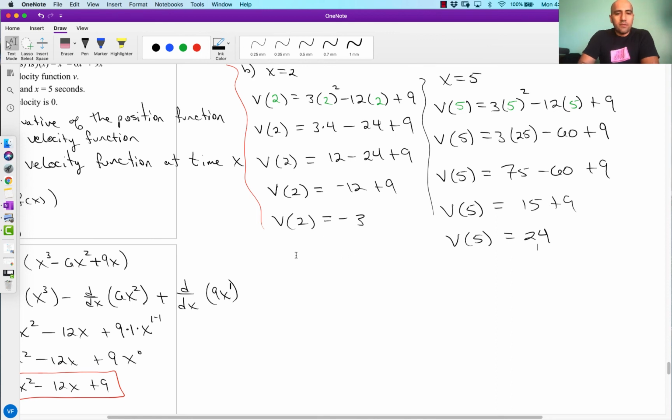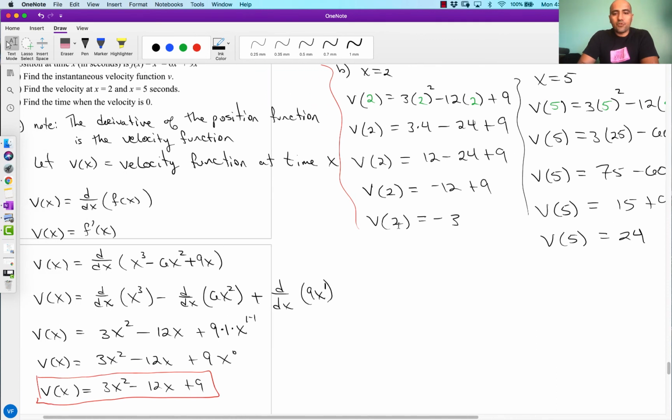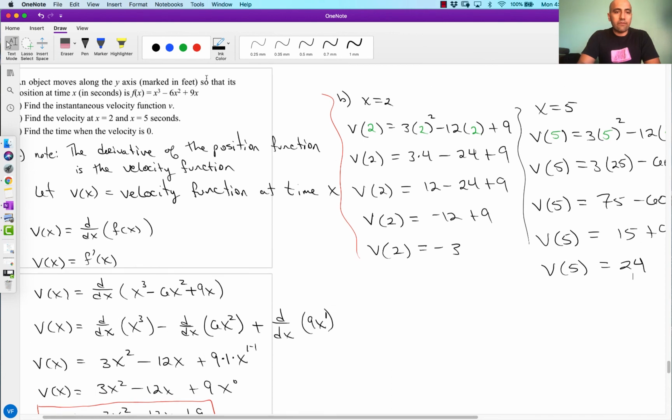Okay, so what does this mean? At timestamp 2, so at 2 seconds, the velocity is -3. So that means that the slope is negative. We'll see the graph in a little bit. At timestamp x equals 5, at 5 seconds, the velocity is 24. Don't confuse that with the position of the object, which is given by this equation. If we plugged in a 2 into this equation, we'd get the position, or if we plugged in a 5, we'd get the position at timestamp x equals 5.